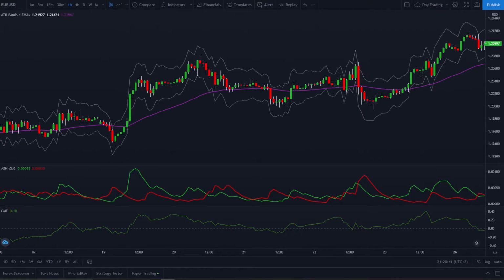And lastly, the 12-period ATR bands indicator with a multiplier of 2. That means the stop loss goes 2 times ATR away from price.